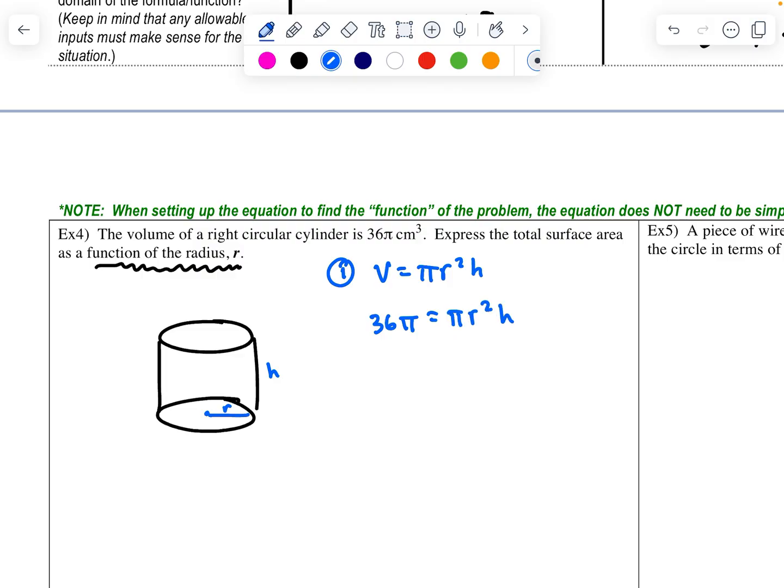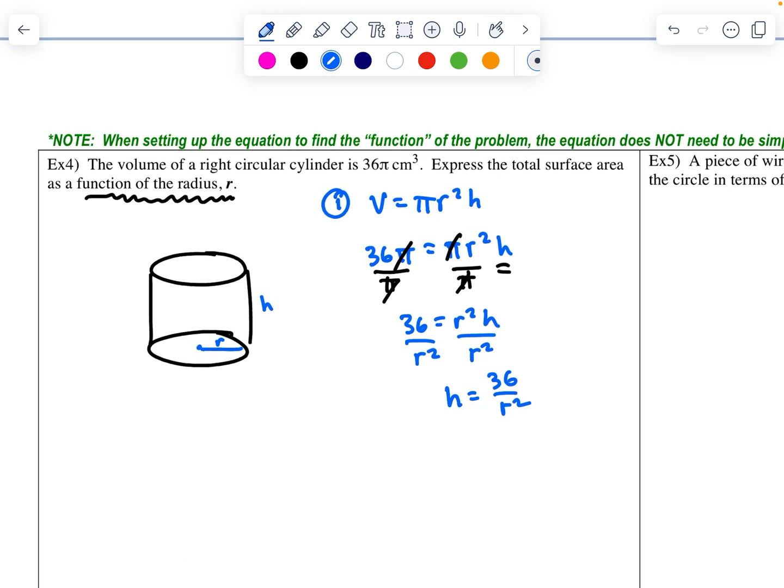What we want to do is get the h by itself so that we have h in terms of r. Keep that in mind because that way we can then plug it in. I'm going to start by dividing by pi. Those are going to cancel out. I've got 36 equal to r squared h. I'm going to divide by r squared, and I get h is equal to 36 over r squared. I'm going to save this for later.